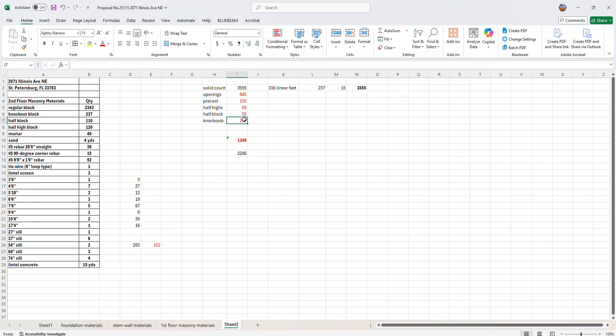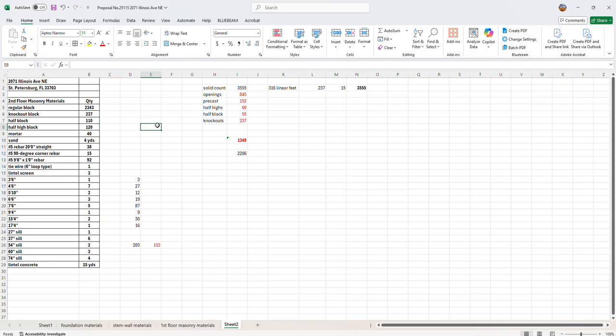And then the knockouts, our very last course. Obviously, our last course, we get it from here. Knockout's going to be 237 knockouts because there's 237 blocks per course. And your last one's always a knockout, bond beam. So let me add that there. And I'll bring that over here. So I got my 237 knockouts.